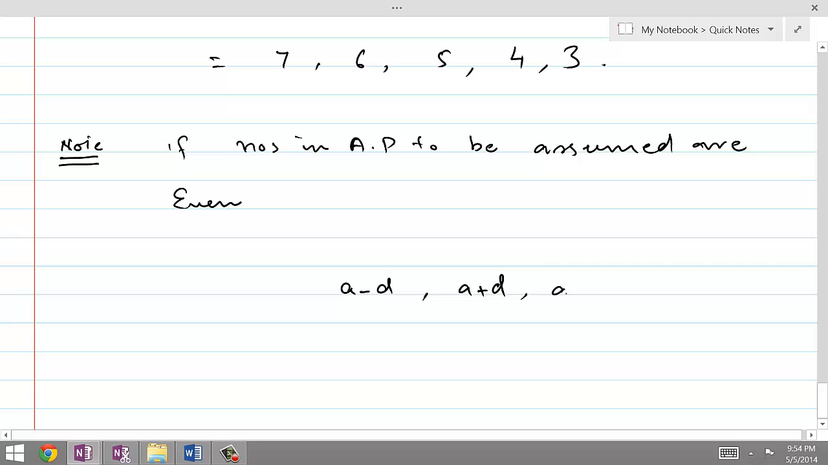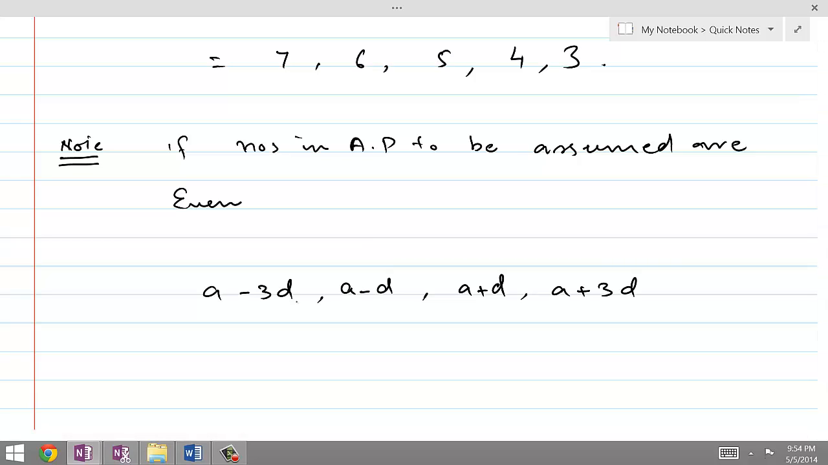Therefore, the next number would be a plus 3d, and the number before this would be a minus 3d. This is a very important point, that whenever you are assuming even numbers in AP, there is no middle number. So the two middle numbers would be a minus d and a plus d. Therefore, the difference would be 2d, and if you want 4 numbers or 6 numbers or 8 numbers, continue to add and subtract 2d. But if you want to assume odd numbers, then a is the middle number and the common difference would be d.